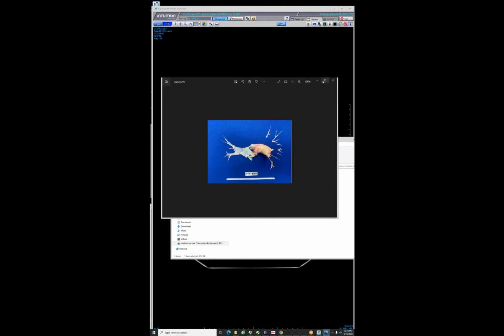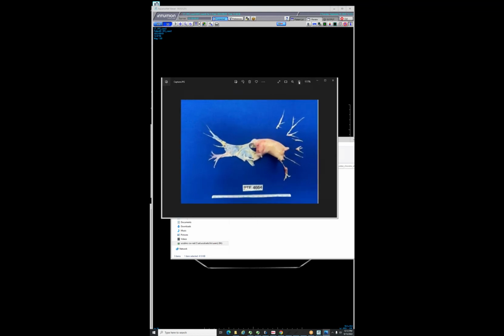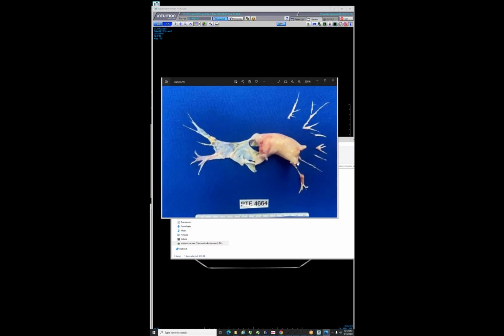I don't know what other people think. It's a mirror image because mine is on the right side. That's a Wisconsin. Yeah, I mean, there's the casing. There's the sheep gut casing.